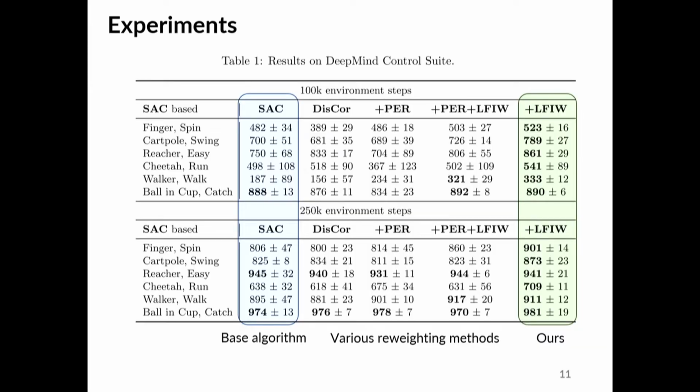And actually, in the second page, we also had prioritized experience replay plus our method, which also seems to be worse on the fourth column here, which also seems to be worse than just applying our likelihood-based reweighting. OK, thanks.